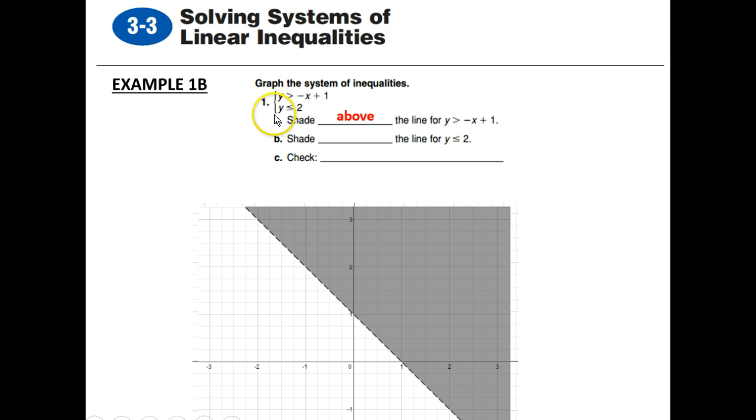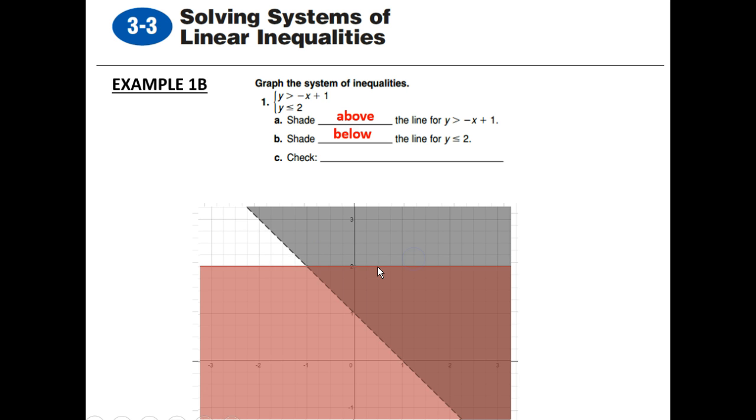The next line that I'm going to graph is a y line. It's y equals 2. Y equals 2, remember, is a horizontal line that goes through the point y equals 2. It's going to be solid, and I'm going to shade everything below that line because it's less than. You can clearly see that when I graph these two like this, my overlapping area or solution area is this dark pink or purple part right here.